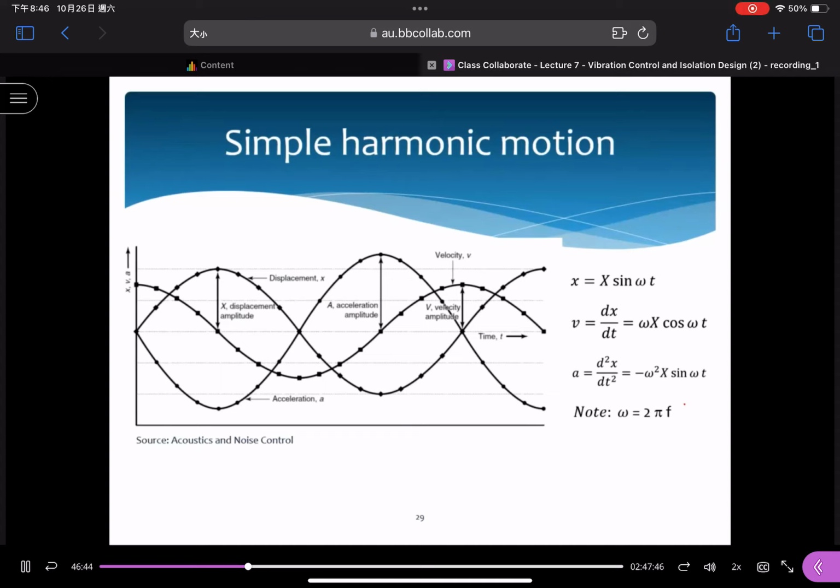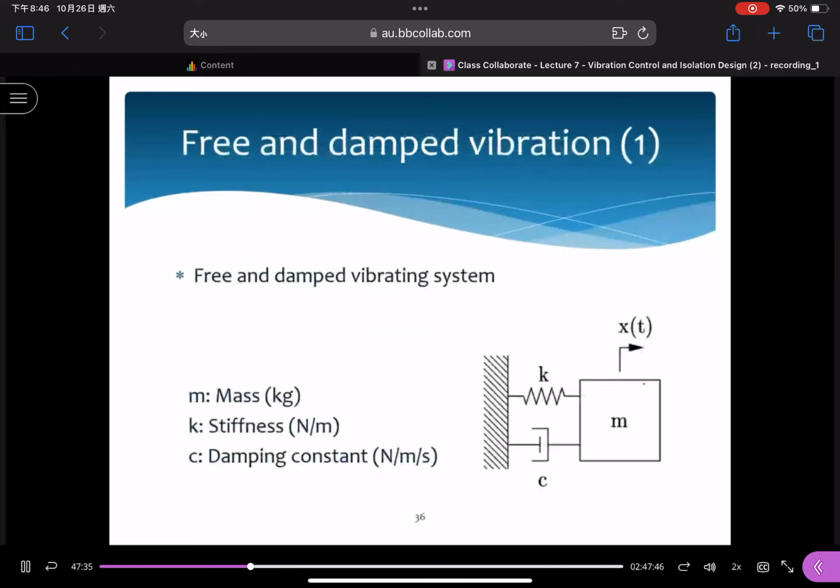If you consider that this is a simple harmonic motion, the displacement is expressed in terms of this one. When you differentiate this term once, you can get this one. We call this one the velocity amplitude or the maximum velocity. Why we call this one? Because the cosine function here has a maximum value of 1 and minus 1, so the maximum value should be omega times s. For the acceleration, what is the maximum value? Omega square s.